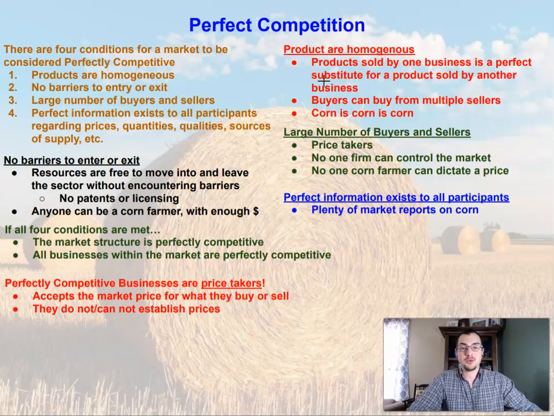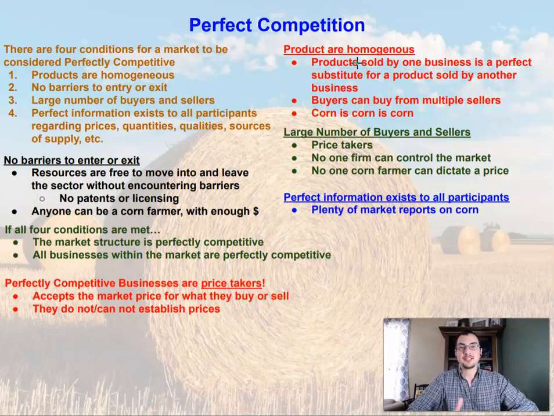The very first one is that products are homogeneous. Well, what does homogeneous mean? Homogeneous means the same. So whenever we say products are homogeneous, that means that products are the same. That means that products sold by one business is a perfect substitute for another product sold by another business. So what does that mean? Well, buyers can buy from multiple sellers.